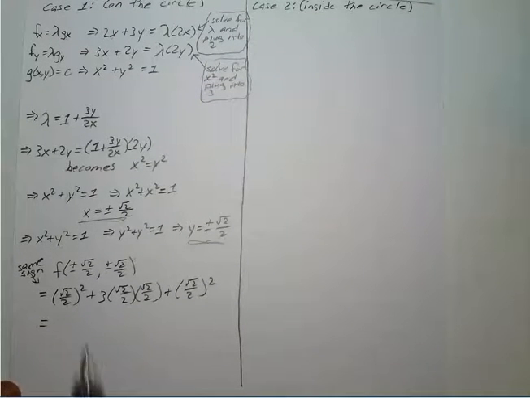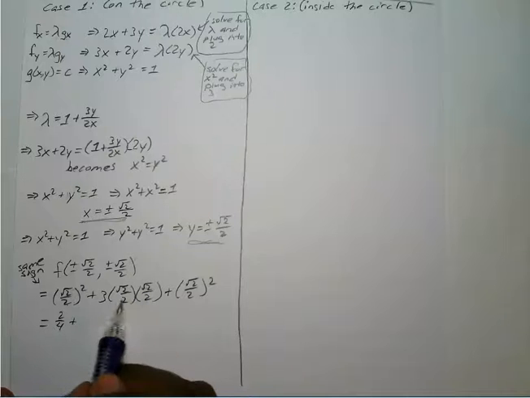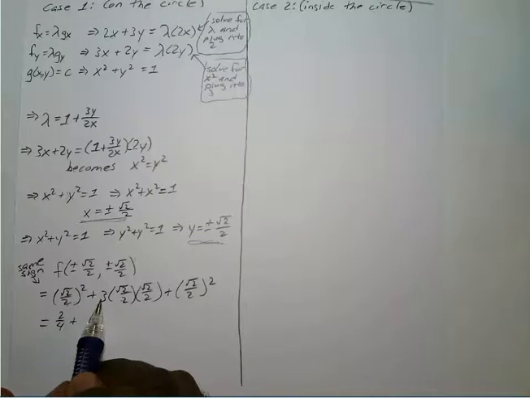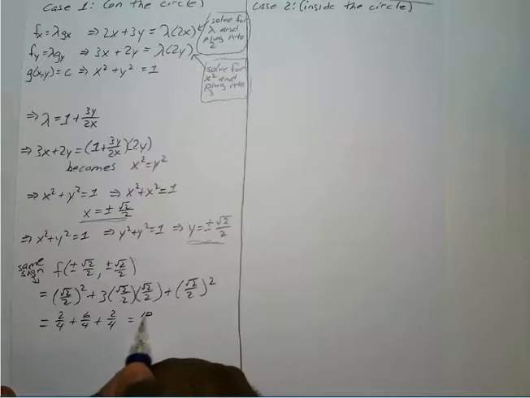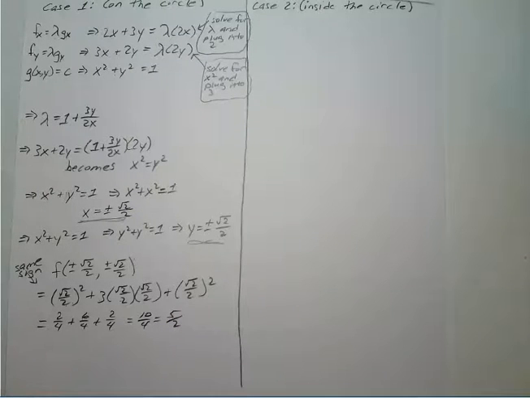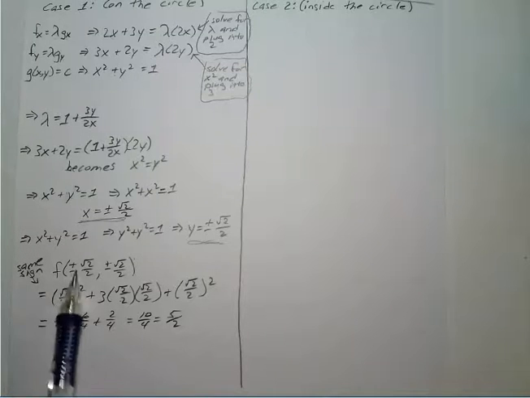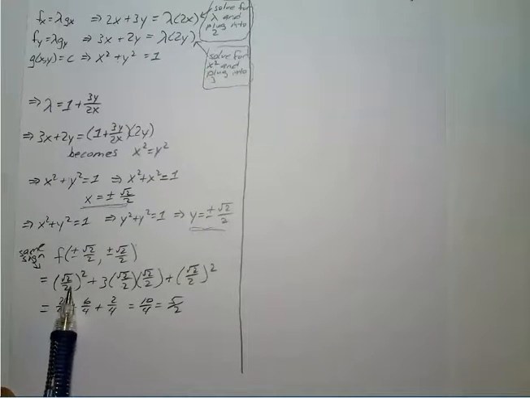That will give us 2 over 4, plus 2 over 4 times 3, which is 6 over 4, plus 2 over 4. That is equal to 10 over 4, which is 5 over 2. That's with the same signs. If both are positive or both are negative, we'd end up with that same answer. Now if the signs are different, since they're both the same value, you can do one positive and one negative.